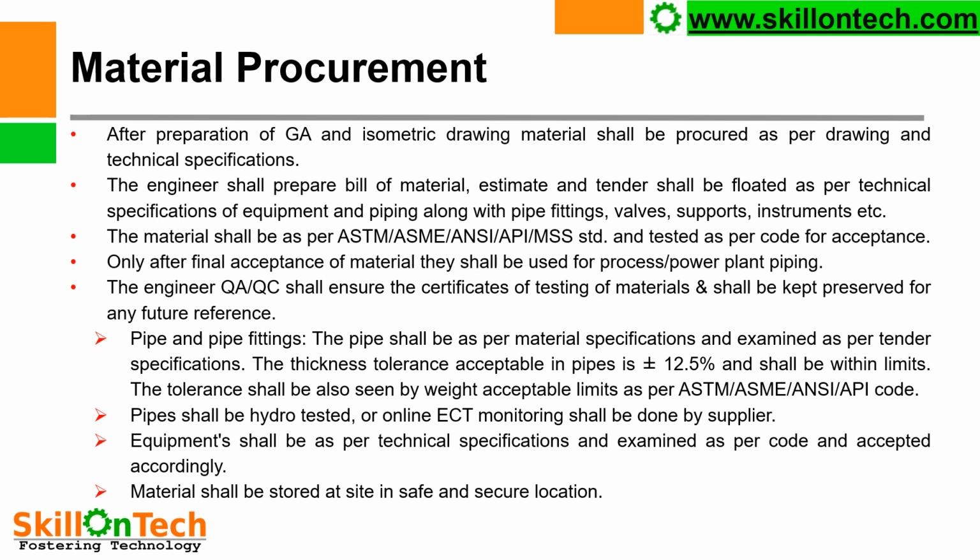The engineer shall prepare the bill of material, estimate the cost of the material, and the tender shall be floated as per technical specifications of the equipment and piping along with pipe fittings, valves, supports, instruments, etc. The material shall be as per ASTM, ASME, ANSI, API, MSS standards and tested as per code for acceptance. A mechanical engineer has to go for inspection of the material also. So he has to accept the material as per code and as per testing. Only after final acceptance shall the material be used for process and power plant piping.